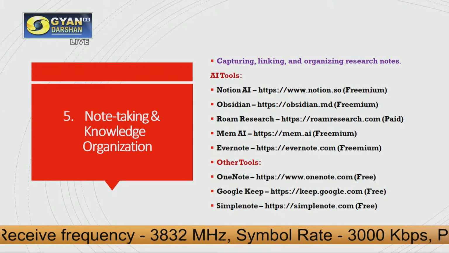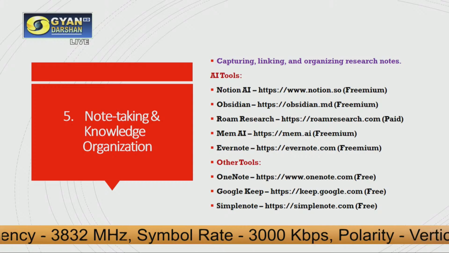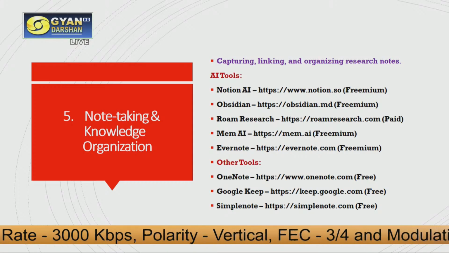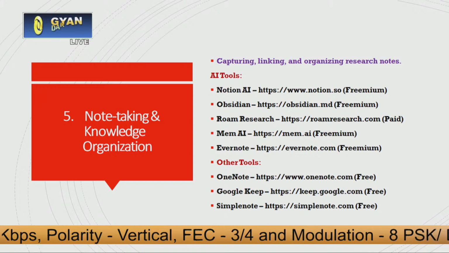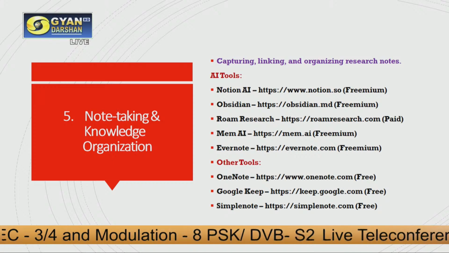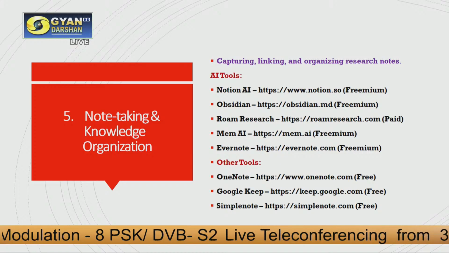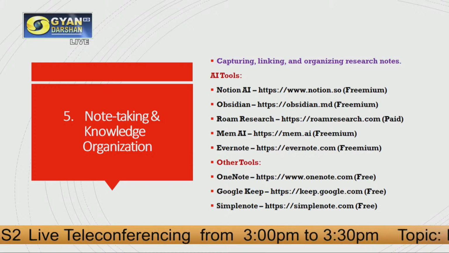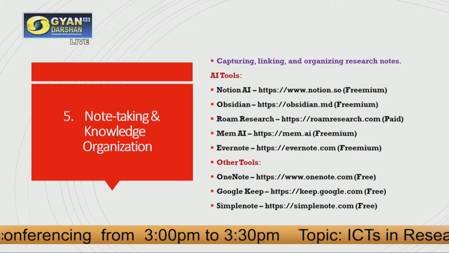When we do the research work, at various places we need to make notes of the important ideas, and there is no limit to that. You can note down anything. So for that also, technologies and tools like Notion AI, Evernote, OneNote, Google Keep, Simple Note, etc. come in.